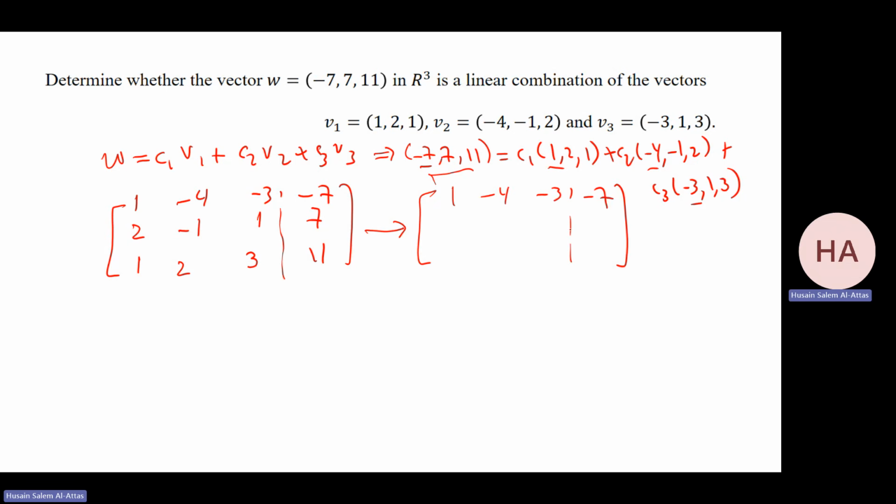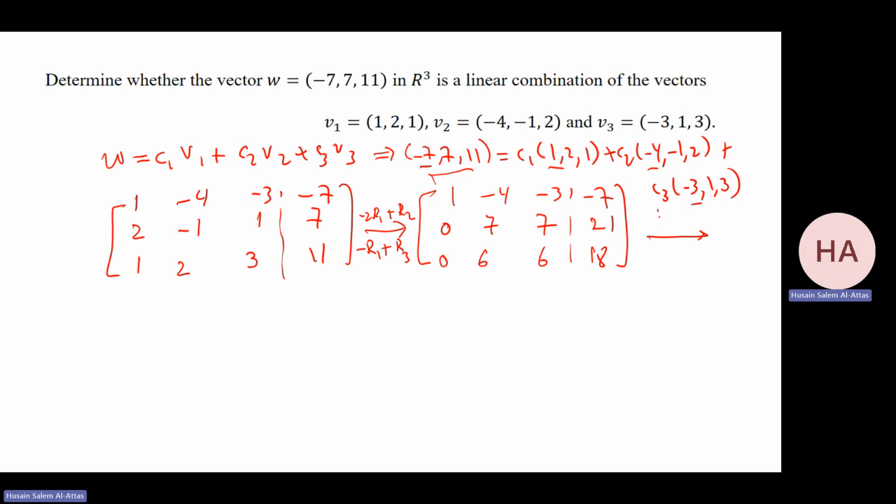So multiply the first equation by minus 2 and add it to the second row. Multiply the first row by minus 1 and add it to the third row. Multiply by minus 2 and add, that will be 0. That will be 7. That will be 7. Multiply by minus 2 and add, that will be 21. Now multiply by minus 1 and add, that will be 0. Multiply by minus 1 and add, that will be 6. Multiply by minus 1 and add, that will be 6 also. Multiply by minus 1 and add, that will be 18.